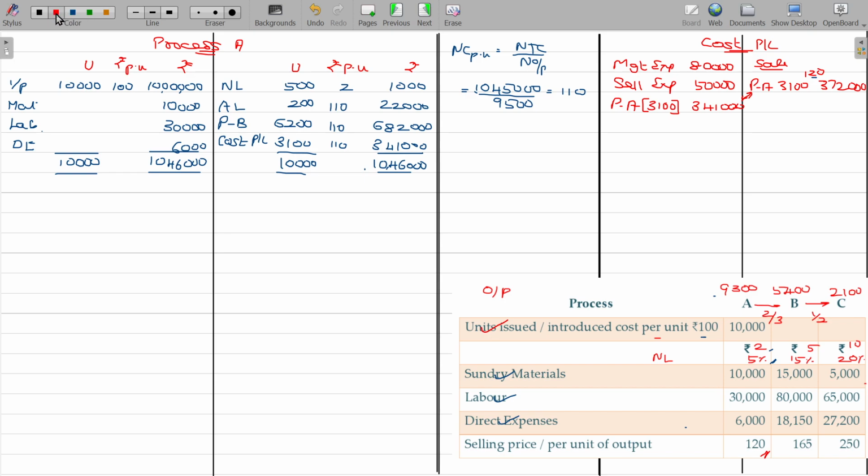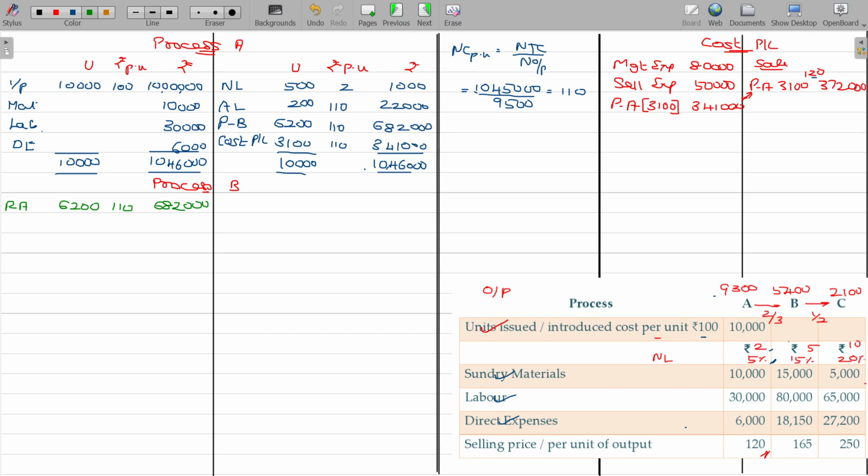Now let me transfer that to the next process, process B. In process B, the units processed in A are transferred. So transferred from process A, 6,200. Though we processed 9,300, 1/3 is immediately sold off. Balance 2/3 only is transferred to the next process here at the same cost being 110. Overall total being 6,82,000. Clear?